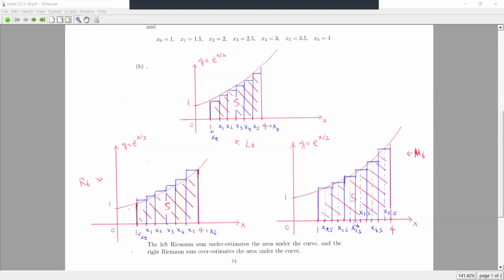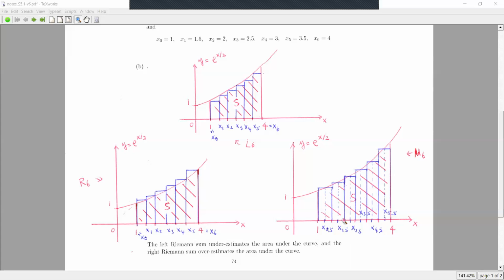Over the third subinterval, the left endpoint is x2 and the right endpoint is x3. So for the midpoint, it makes sense to use x2.5 to denote the midpoint of the third subinterval. Then what is the value of x2.5?